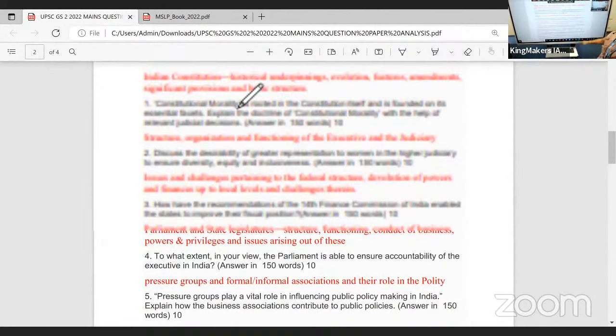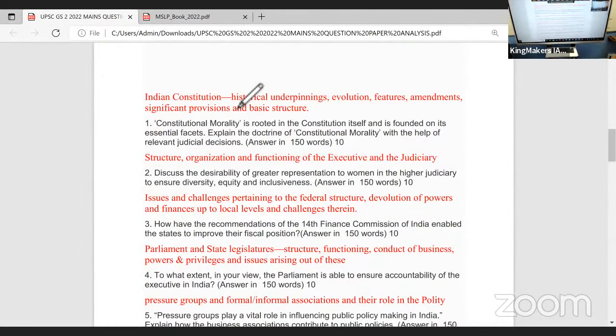See this question. Constitutional morality is rooted in the constitution itself. This constitutional morality question was in essay, GS4, now in GS2. So keywords, like social indoctrination, constitutional morality, collective conscience, are appearing in the news. What is collective conscience?